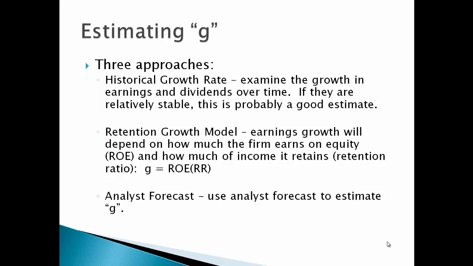Another way to go about estimating G is to use the retention growth model. Earnings growth is going to depend largely on how much the firm earns on its equity, so the return on equity, and also how much income the firm retains. So the money that the firm makes that they do not pay out in dividends, they're going to keep, and that's going to continue to grow by the return on equity amount. So the overall growth rate for the firm will be equal to the product of the return on equity times the retention ratio. If we take those two numbers and multiply them together, that's going to give us another estimate of the growth rate G.